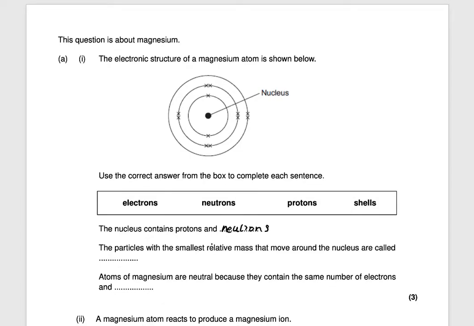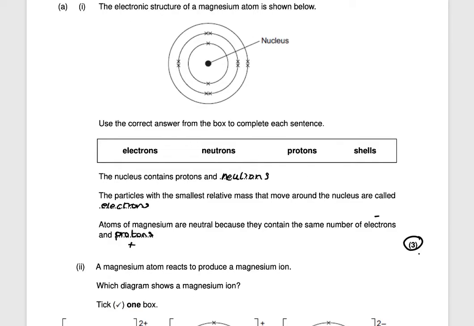Okay, the particles with the smallest relative mass that move around the nucleus are called what? They are called electrons. Okay, atoms of magnesium are neutral because they contain the same number of electrons as what? As protons. So the opposite charges, remember electrons are negatively charged, protons are positively charged, the opposite charges cancel out. And that would get you 3 marks.